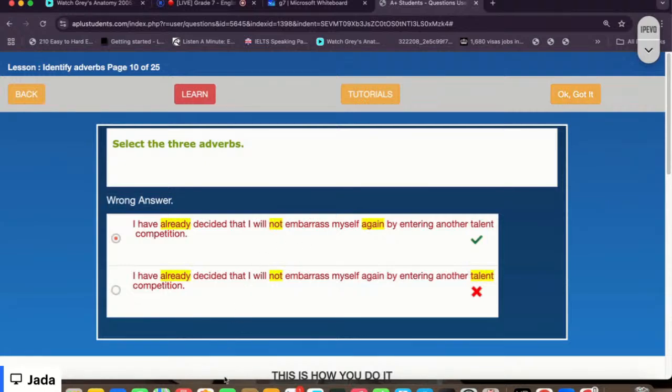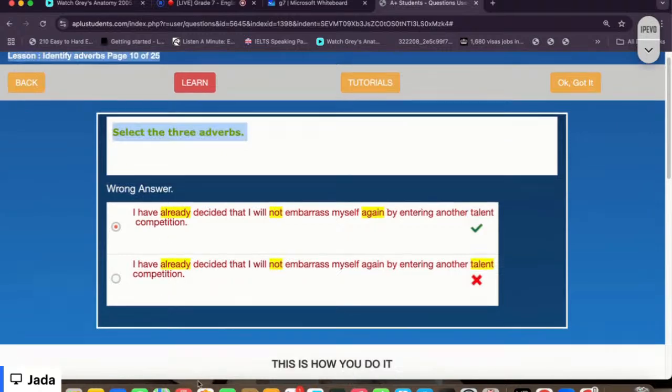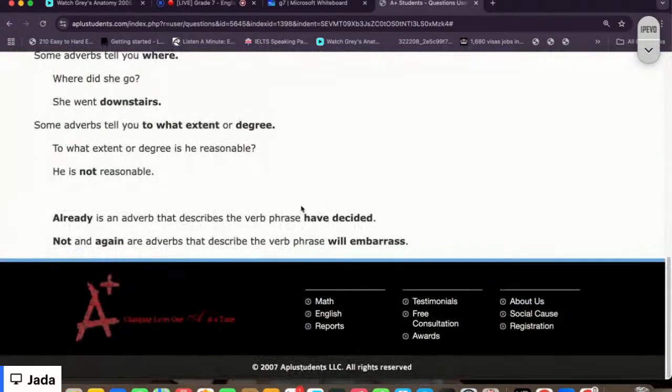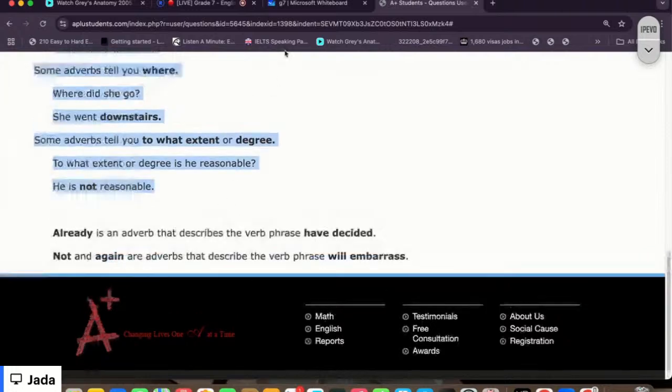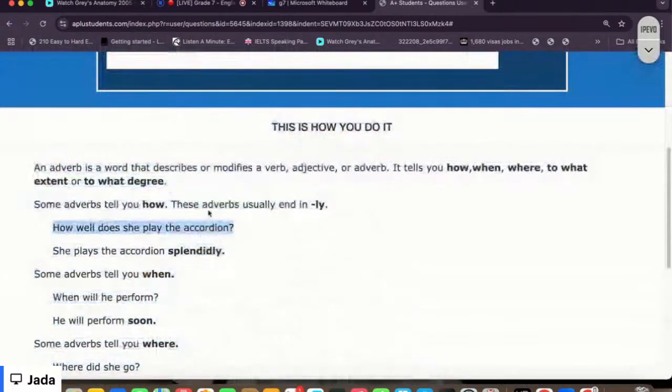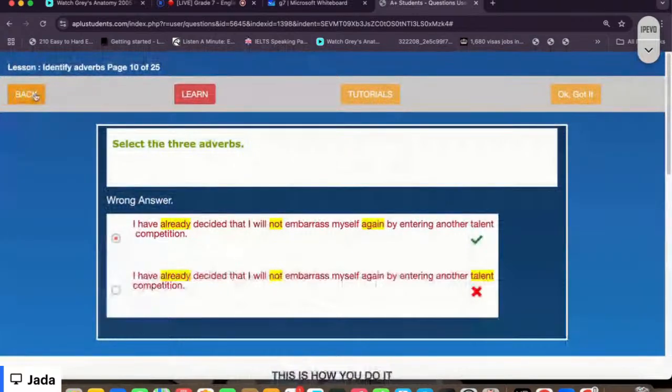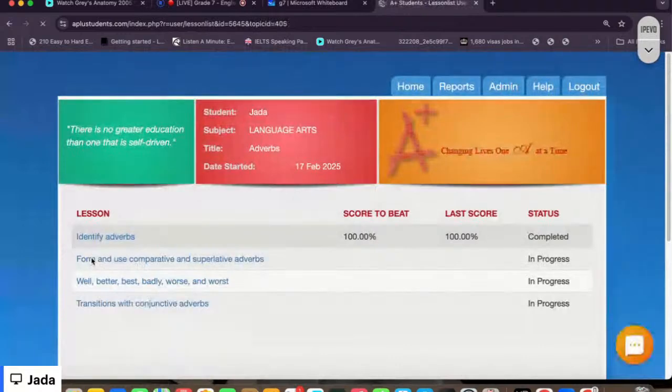All right, so if you click on the second one, that would be wrong. So we would see that not, again, is an adverb that describes the verb will embarrass. Already is an adverb that describes the phrase decided. Okay, so that's it for this particular lesson. You can complete this if you haven't done this before. We'll move on to the second, which is form and use comparative and superlative adverbs.